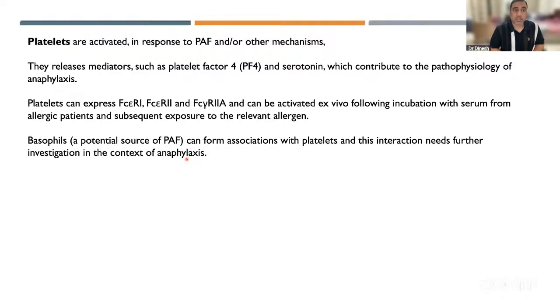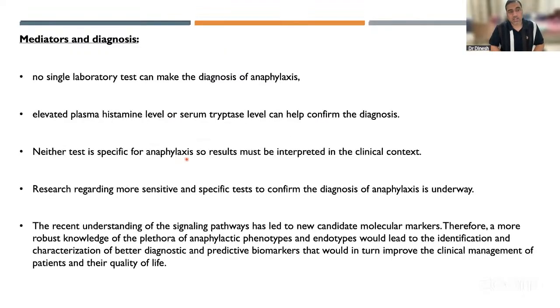Again, the other cells which are also responsible, which are being studied now, not used for practical purposes right now, are platelets. They release mediators such as platelet factor 4 and serotonin, and they contribute to the pathophysiology of anaphylaxis. Platelets can express Fc epsilon receptor 1, 2, and Fc gamma receptor 2A, and they can be activated ex vivo following incubation with serum from allergic patients and subsequent exposure to the relevant allergen. So again, the basophils can form associations with platelets, and this interaction also needs further investigation in the context of anaphylaxis. So this again forms a basis for further research. So from the cells, let's go to the mediators.